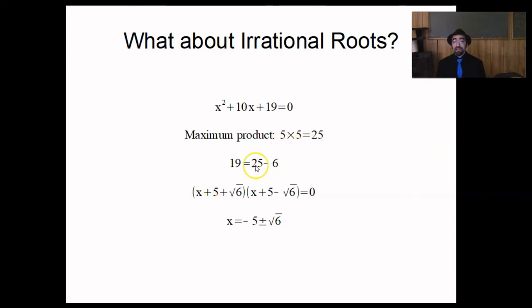19 is 6 less than 25. So in order to reduce my product by 6, I have to move over by the square root of 6 in each direction. So I need to say (x plus 5 plus square root of 6) times (x plus 5 minus square root of 6) equals 0, right? I did x plus 5 times x plus 5, but then I moved my factors over by square root of 6 to get x equals negative 5 plus or minus square root of 6.